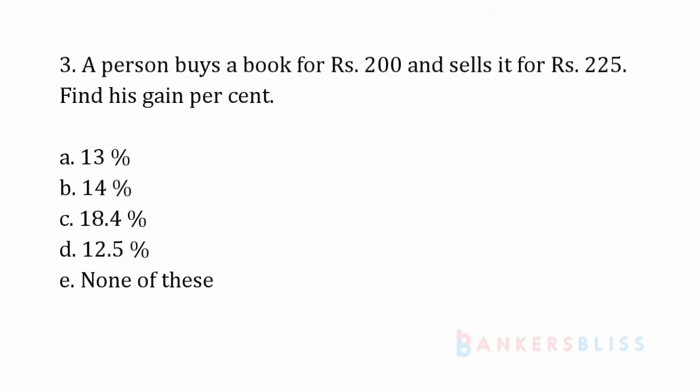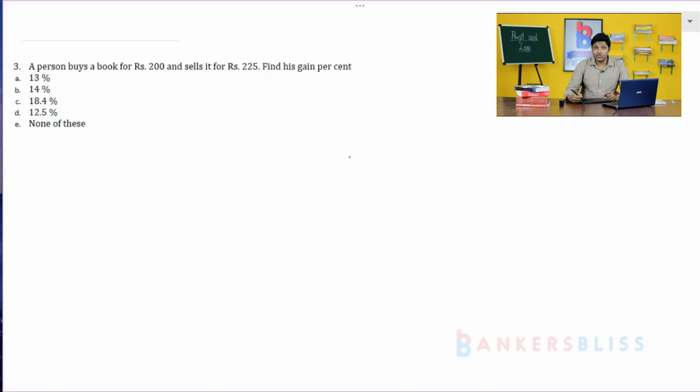Problem number 3. A person buys a book for rupees 200 and sells it for rupees 225. Find his gain percent. So here we have to calculate the profit percentage. Always remember the profit percentage is calculated on the cost price. See here, what is the profit they are getting? The profit is 225 minus 200, which is equal to 25. So how much percentage of profit are you going to get? You have to do profit divided by cost price into 100.